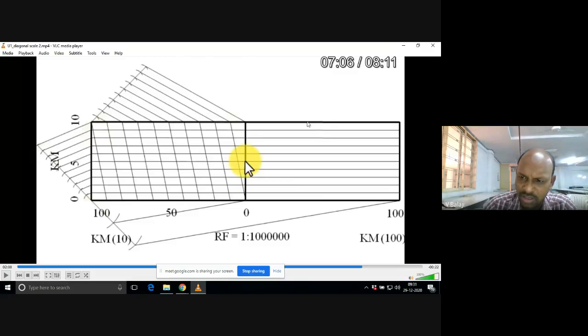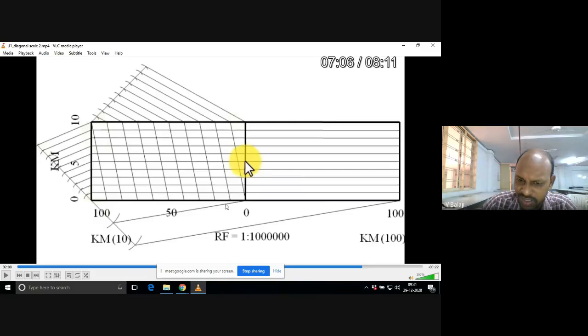Where is 100? On the right side. 100 is here, right? That is the last. To the right hand side of 0, you already have 100. Just draw one vertical line there. Okay, that is the first line, the extension line.